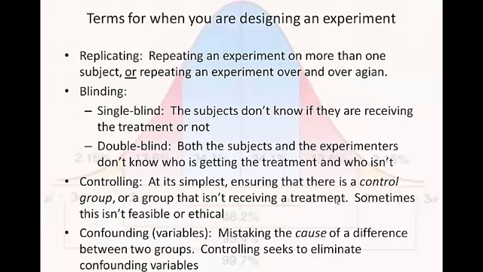What happens when we don't control properly is we get what are called confounding variables, and that's where the experimenter mistakes the cause of the difference between the two groups. Let me give you an example.